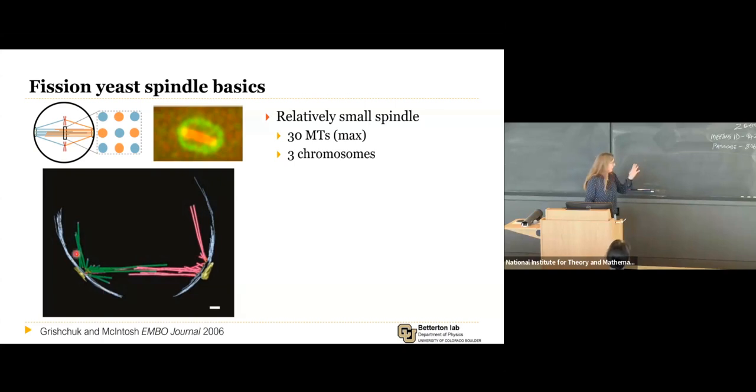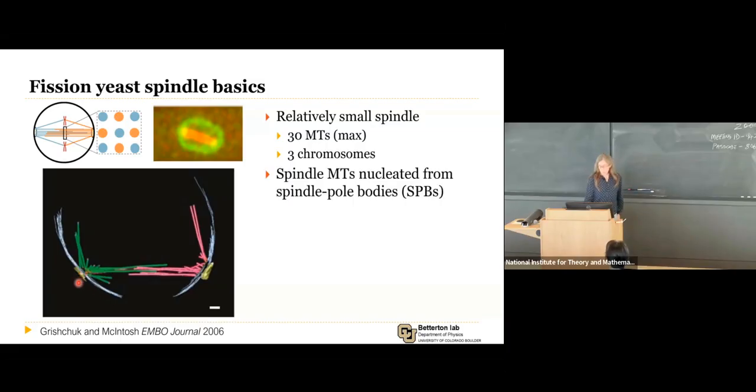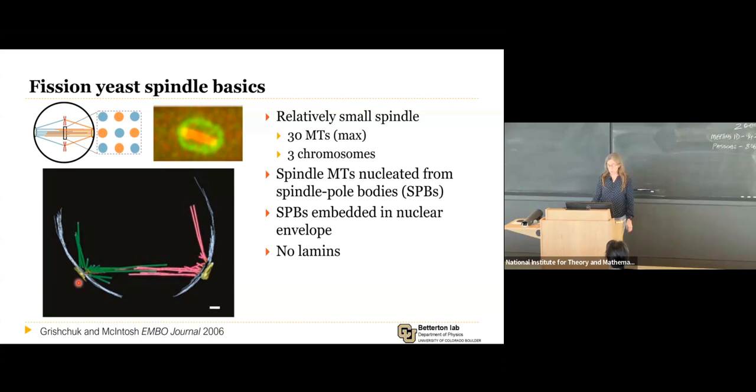It's possible to, even way back in the 90s, do EM on them and get an idea of the structure. The gray here is showing the nuclear envelope, okay? And the yellow, spindle pole bodies, so SPBs, that's the yeast term for centrosomes. The SPBs are embedded in the nuclear envelope, and all of the spindle microtubules are nucleated with their minus ends at the SPBs. So we know a lot about the organization of the spindle and where the microtubules come from, okay? We have this strong coupling to the nuclear envelope.